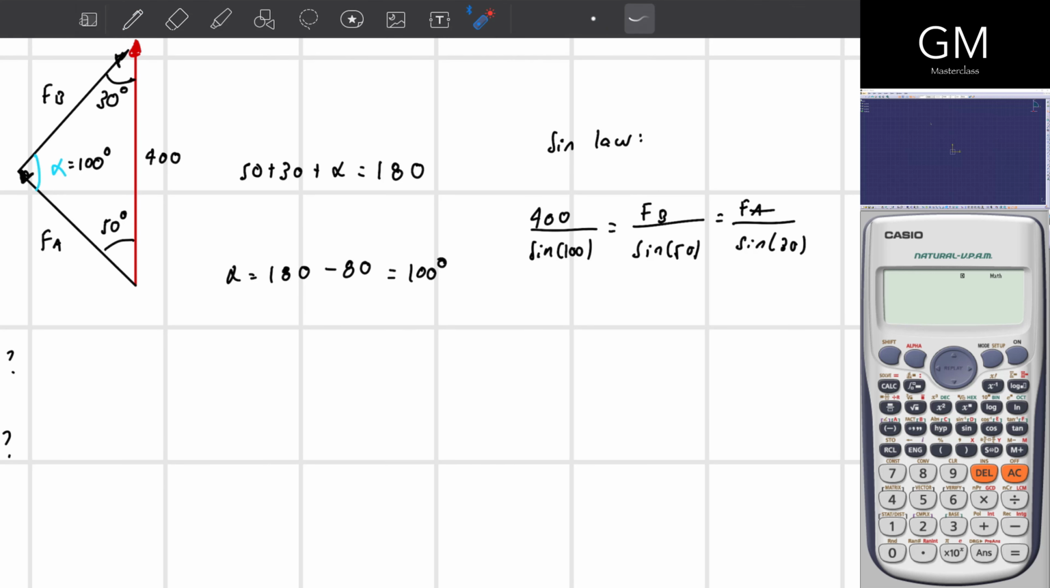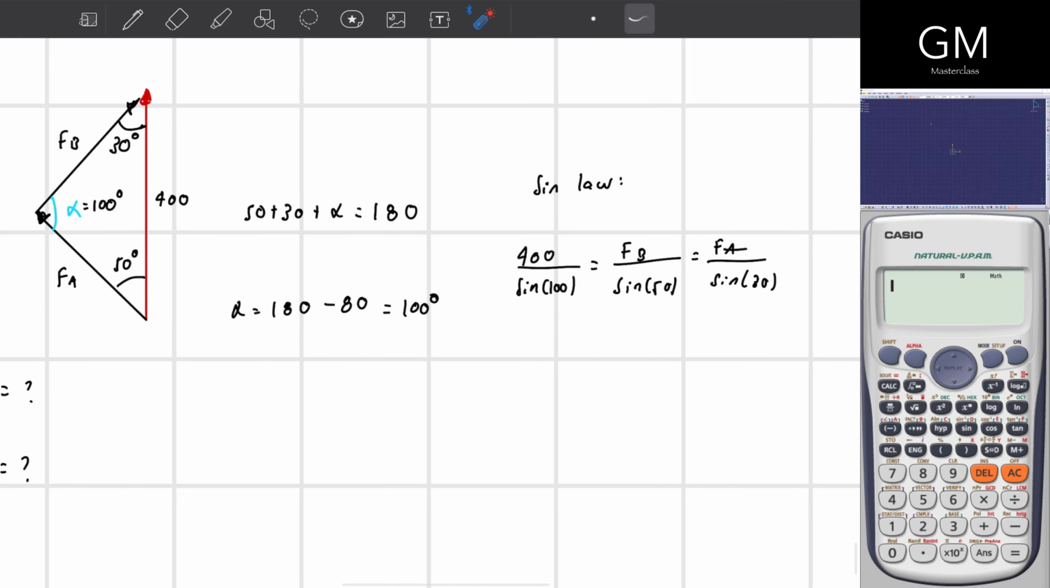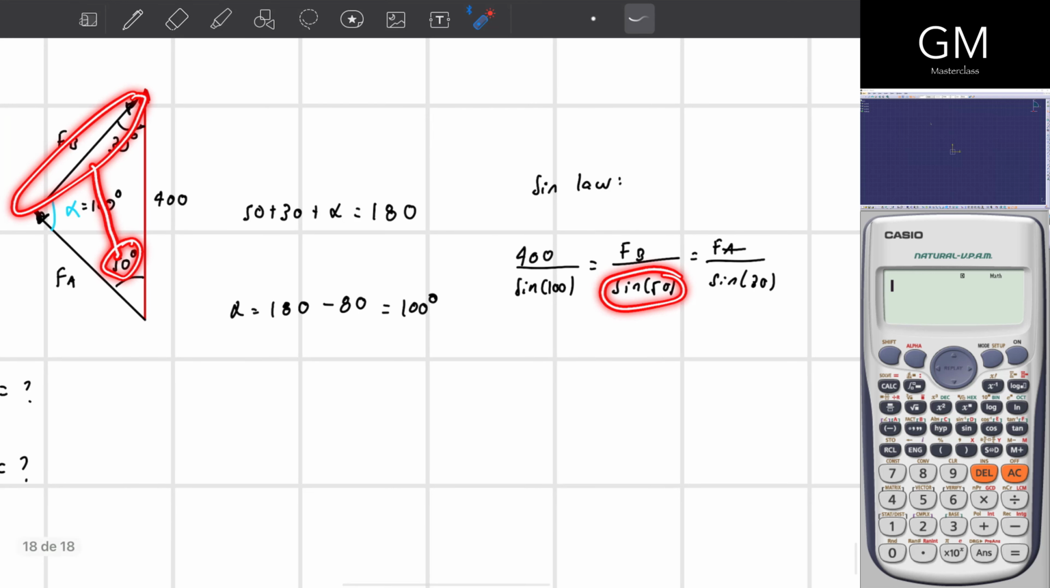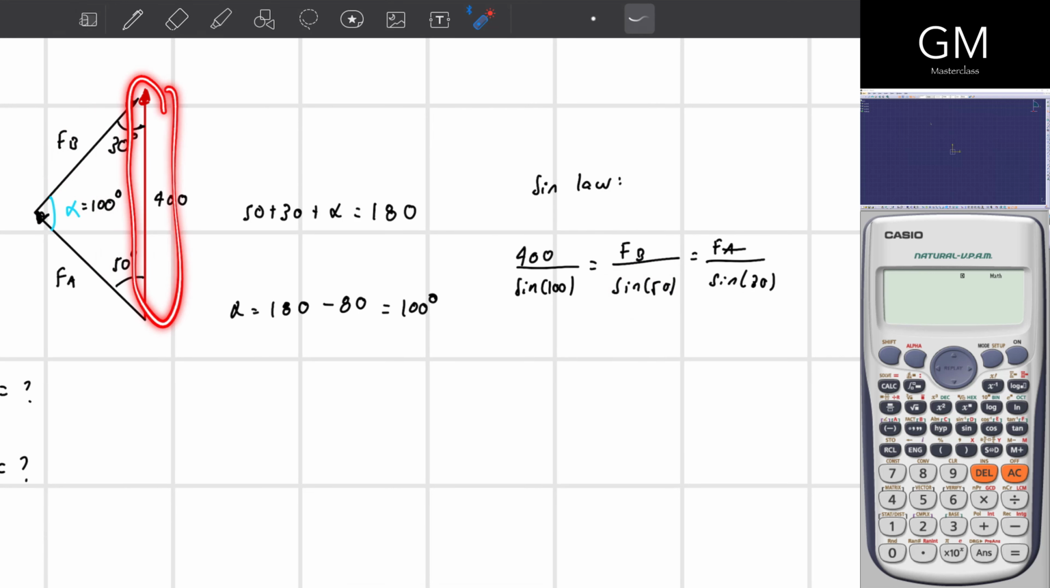Alright, as I just said, I'm creating a correlation, an equivalence between the magnitudes and the angles. So when I want to create a correlation, I have to take into account the magnitude and the opposite angle, in this case 30. So for FA, the correlation would be the sine of 30. So right here I have FA divided by the sine of 30. The same thing happens here with FB. So FB is right here and the opposite angle is 50, so sine of 50. And right here I have the 400 and the angle 100.